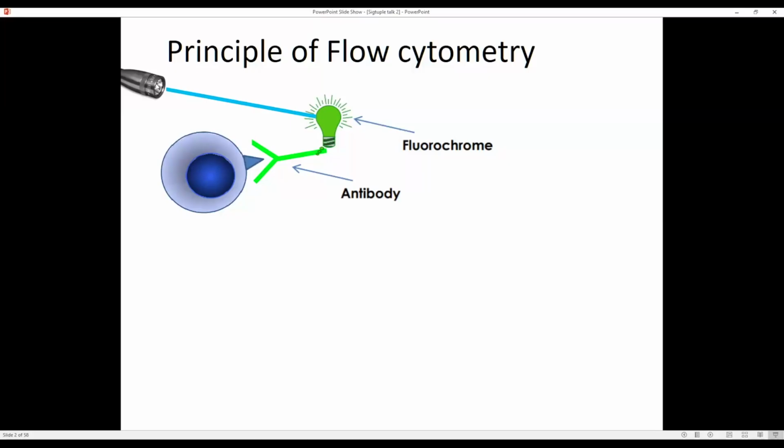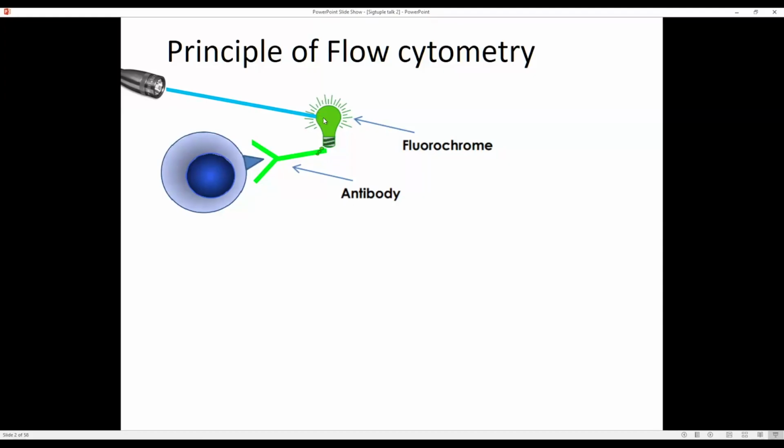When you come to the basics of flow, you should know some amount of physics. So what is a monochromatic light? Anyone want to try? A laser emits light of a single, specific wavelength. For example, if it's a blue laser, it emits blue light of wavelength 488 nanometer, right? So it emits a light of single wavelength, which hits the fluorochrome.